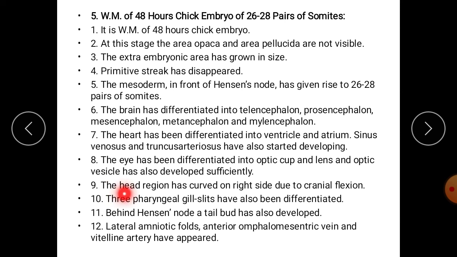Then the head region has curved on the right side due to cranial flexion, due to cranial twisting. The head part is heavier, therefore it turns on its right side. Three pharyngeal gill slits have also been differentiated. Behind Hensen's node, a tail bud has also developed. Lateral amniotic folds, anterior omphalomesenteric vein and vitelline artery have appeared.